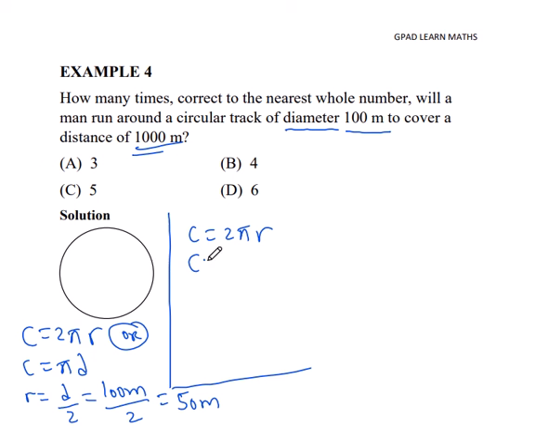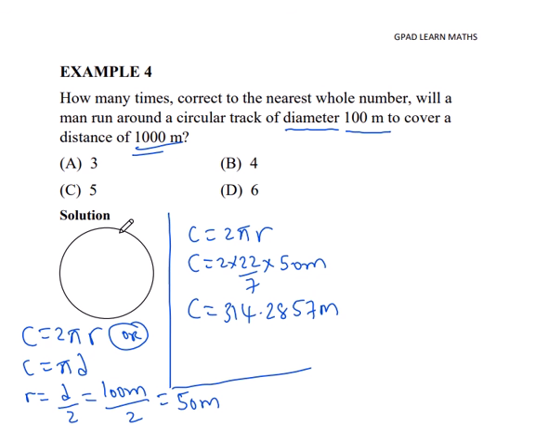Let's do that here. C is equal to 2 times 22 over 7 times the radius, 50 meters. This 22 over 7 is the value of pi. If you multiply the numerator and divide by 7, the circumference would then be 314.2857 meters. So this is the circumference of the circular track, or you can say the distance around the circular track once.